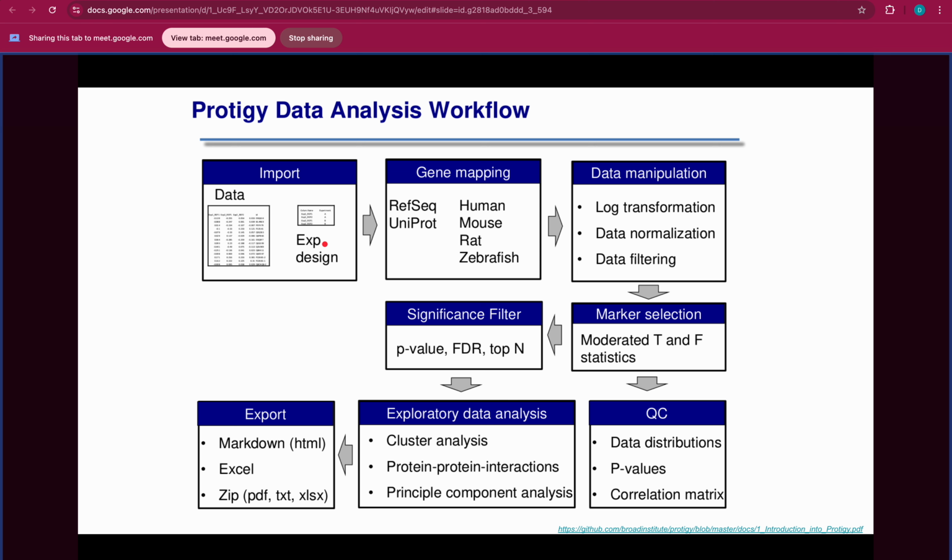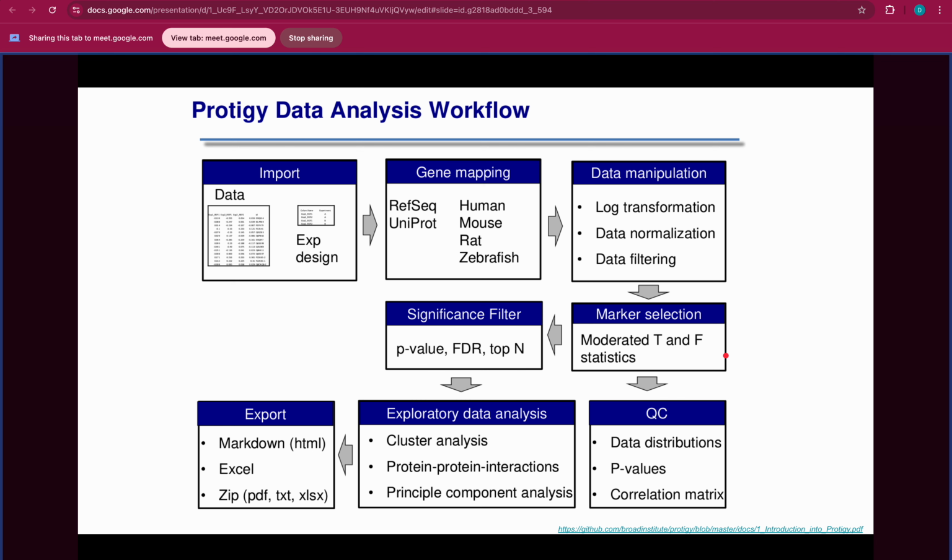It imports the data, it decides experimental design, so you have to select all those things. There are some filters from where you can select. It can go for gene mapping from the RefSeq or UniProt. You can also select the organisms for which you have provided the data. It will manipulate the data, it can perform log transformation, normalization, filtering. So you can select any one of these techniques for manipulation.